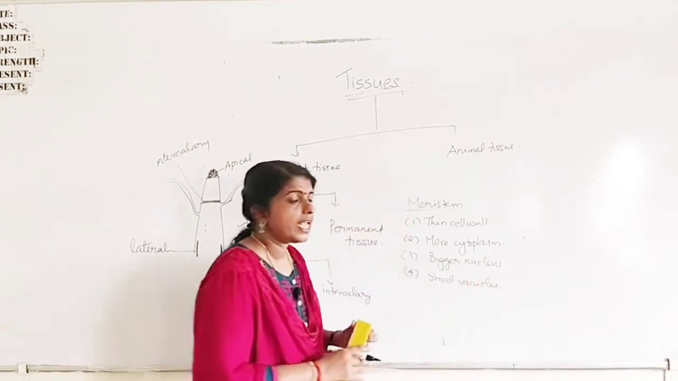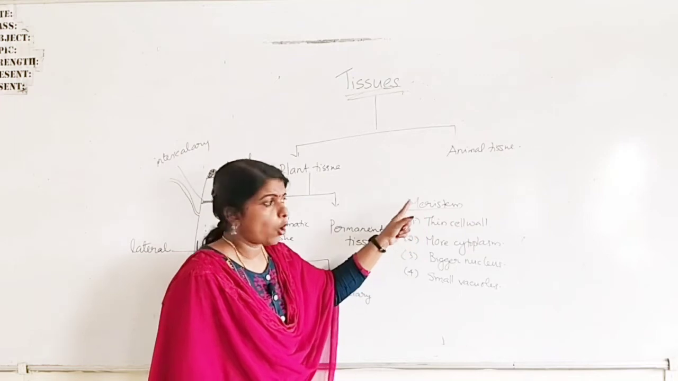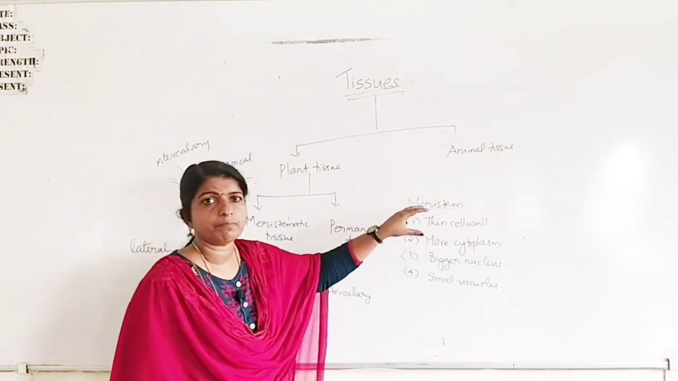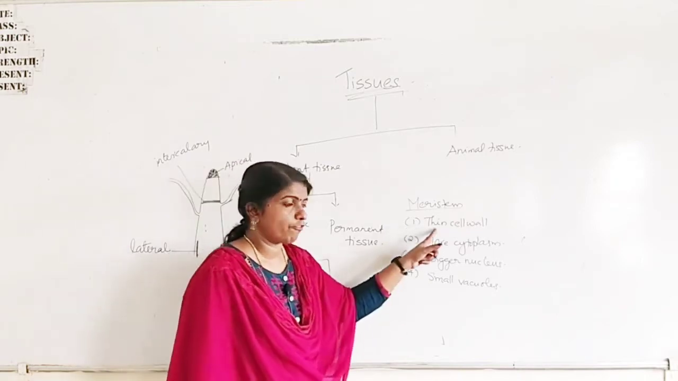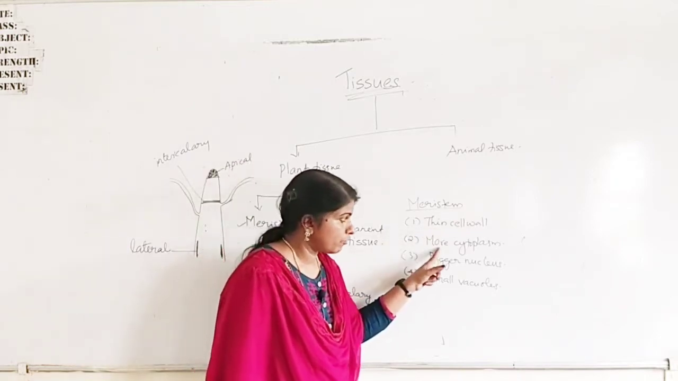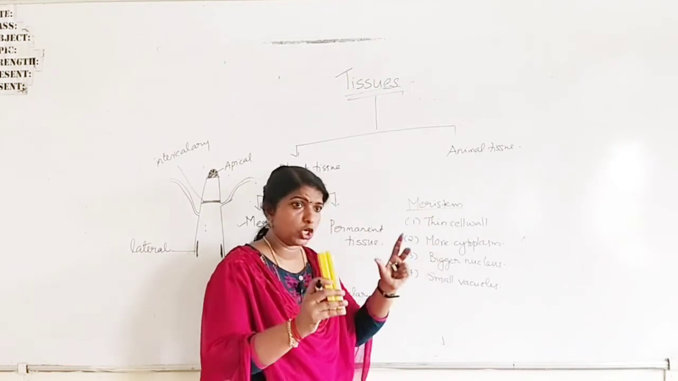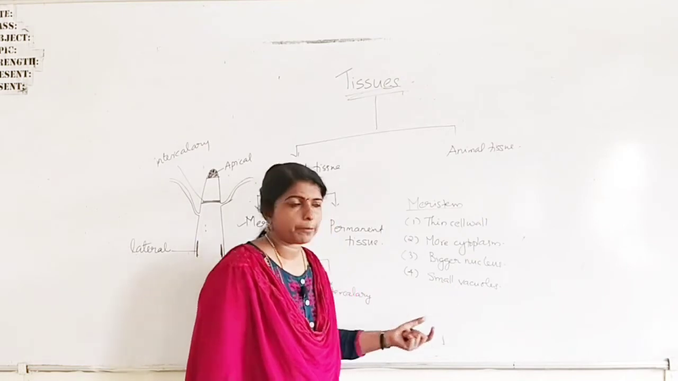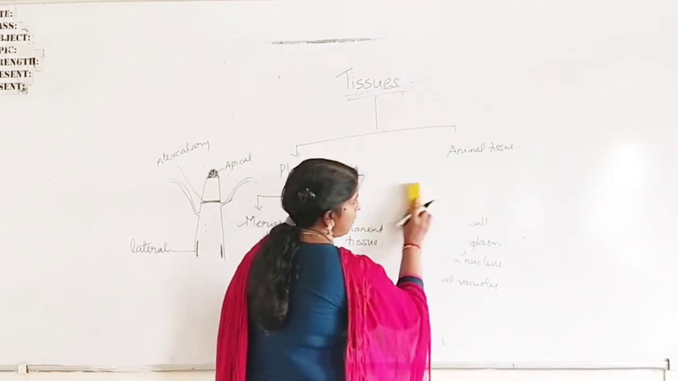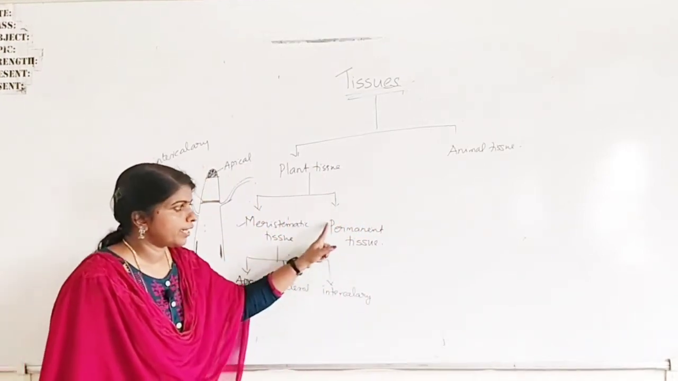Small vacuoles. These are the major features of meristem, or in this way the meristem differs from the other mature cells. They have a very thin cell wall, abundant cytoplasm, a prominent bigger nucleus at the center, and small vacuoles. Okay, that is all about the meristem. Now we can move to the next part.